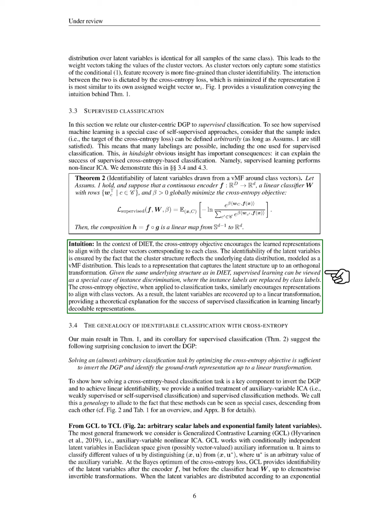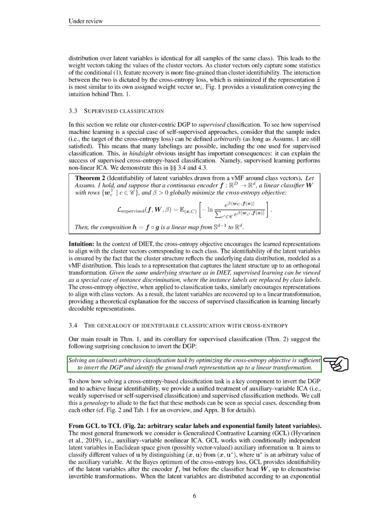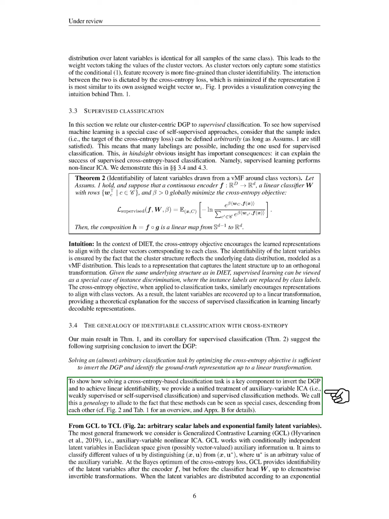Section: The genealogy of identifiable classification with cross-entropy. In this section, we explore the relationship between identifiable classification and cross-entropy. Our main findings indicate that by optimizing the cross-entropy objective, we can effectively solve various classification tasks and identify the true representation of the data, allowing for a linear transformation. We demonstrate that solving a classification task based on cross-entropy is crucial for achieving this identification.